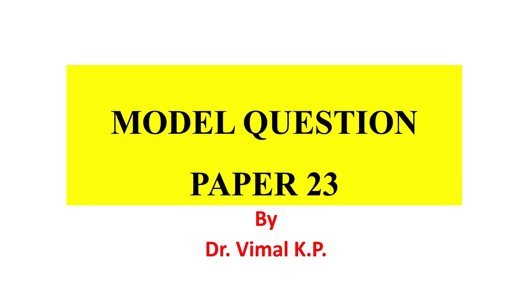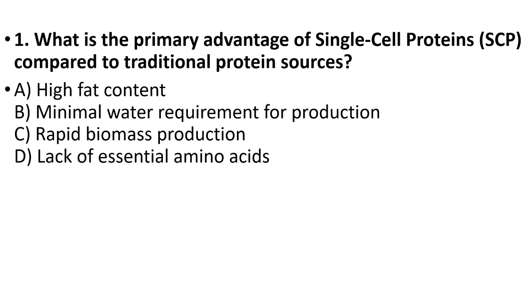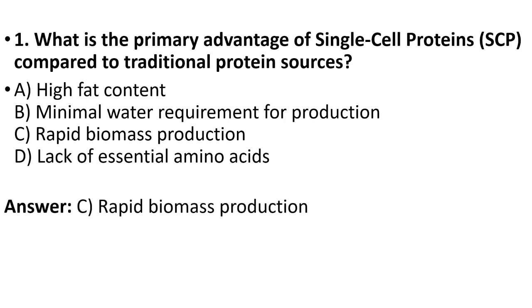Today we are going to discuss model question paper 23. There are 100 questions in this session. First question, what is the primary advantage of single cell proteins compared to traditional protein sources? A. High fat content. B. Minimal water requirement for production. C. Rapid biomass production. D. Lack of essential amino acids. Here answer is option C, rapid biomass production.